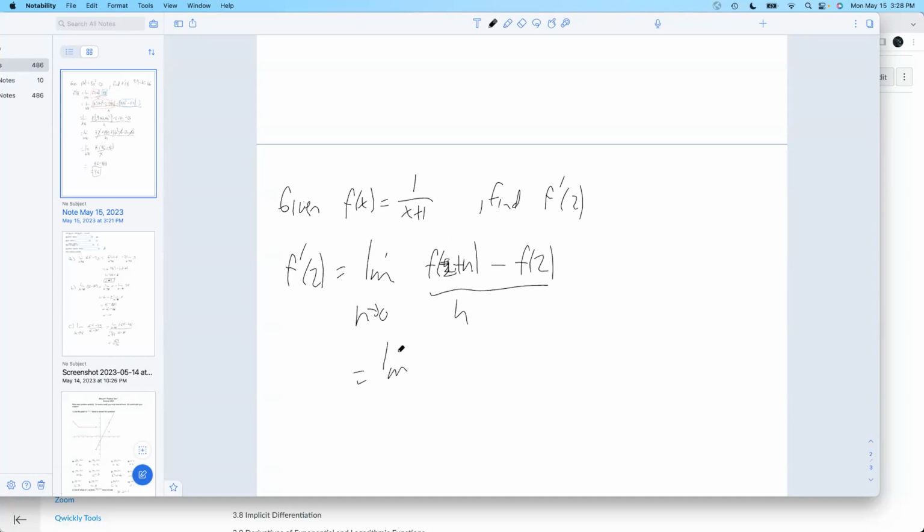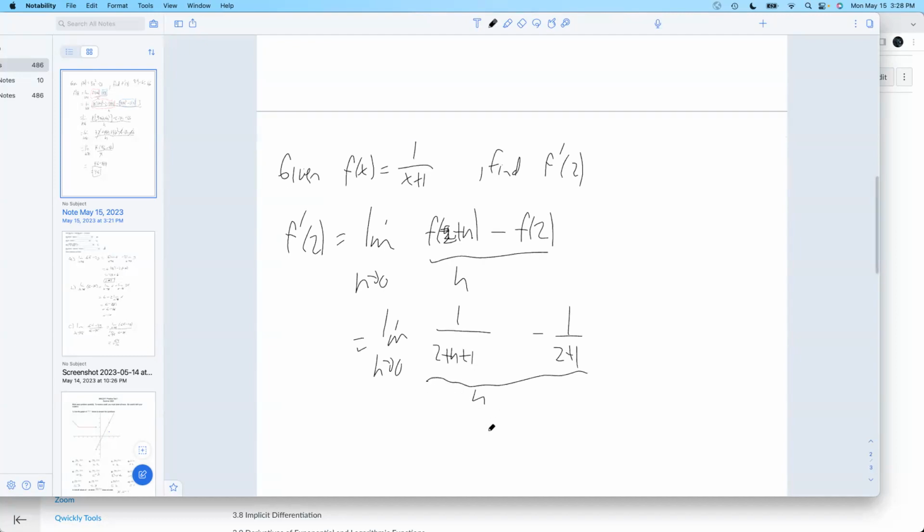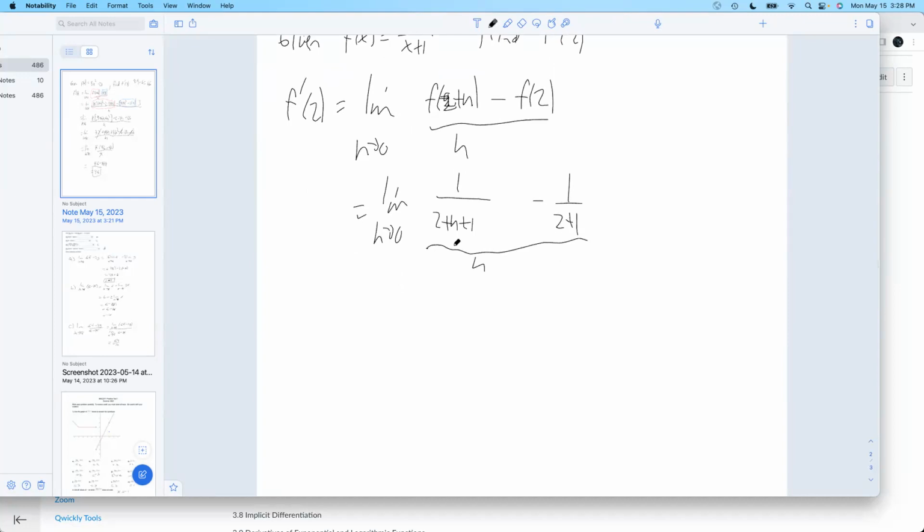I want the limit as h approaches 0. Replacing that x with the 2 plus h, I'll get 1 over (2 plus h plus 1), minus, replacing the x with a 2, 1 over (2 plus 1), all over h. Okay, I can clean that guy up there. I can clean that guy up there. I get limit as h approaches 0. I think that's 1 over 3 plus h, and that's 1 over 3.